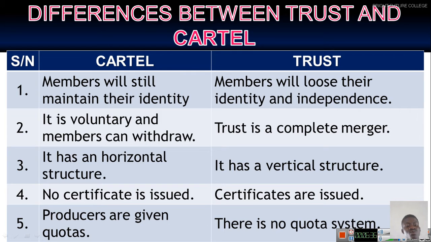Well, for number 5, producers are given quotas in CARTEL. That's number 5, the difference between CARTEL and trust. The producers are given quotas, meanwhile in trust, producers are not given quotas, because after all, it's a complete measure. Everybody works towards a particular aim.